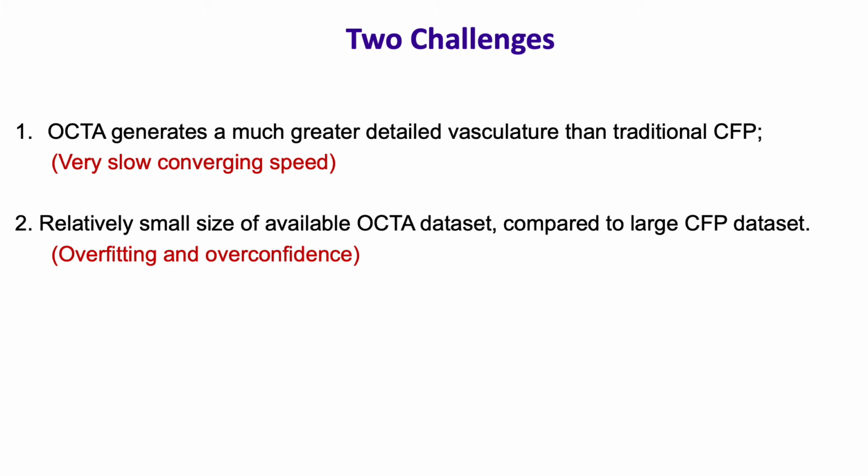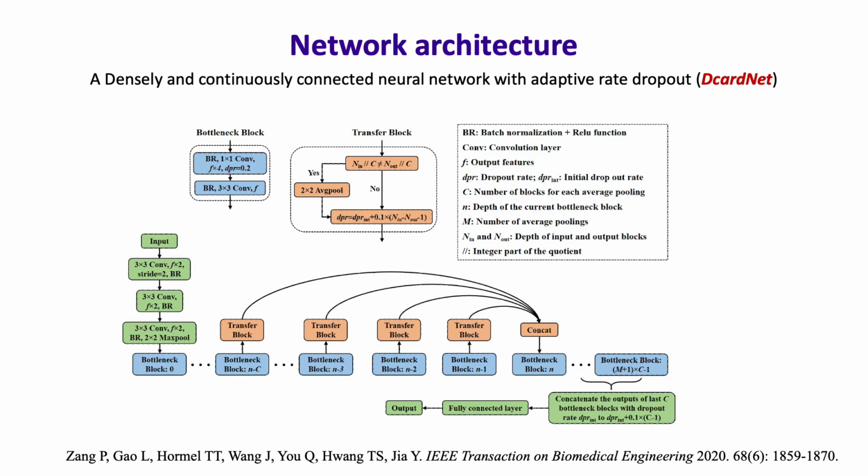There are 2 major challenges. OCTA data is very complex, and also the number of available dataset is small. These challenges can lead to a very severe slow convergence and overfitting problem for this network architecture. To overcome these problems, we designed a novel neural network.